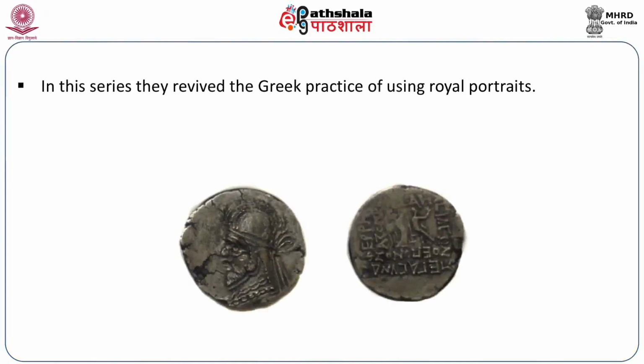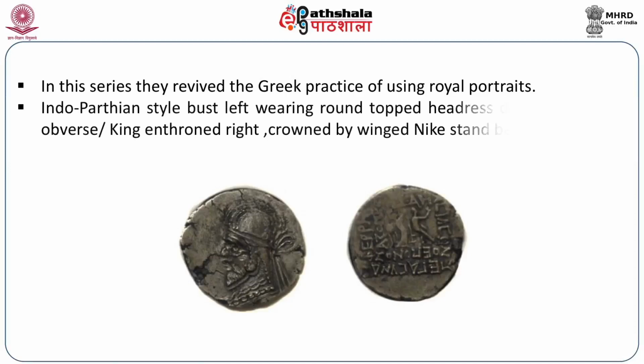In this series, if you look at this coin, we find that the Greek practice of using bust was again revived, that is the royal portraits. And so you have the bust left on the left wearing round topped headdress, and it is double struck on the obverse, and on the reverse you have king enthroned right, crowned by winged Nike standing, which stands behind him.